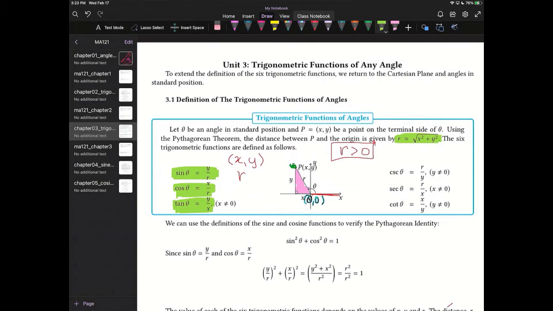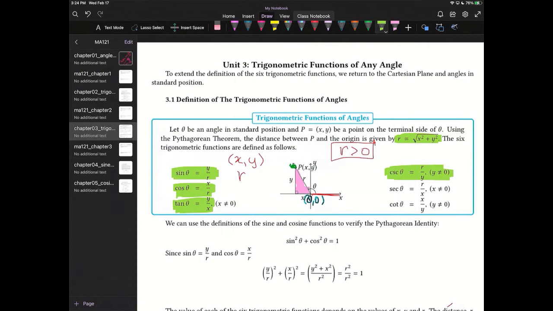But for those points or those angles where x has a value of 0 for the point, tangent is not defined because we cannot take y and divide by 0, right? So this is valid as long as x is not 0. So you get the tangent by dividing y over x. We also have cosecant, which is r over y. Remember, cosecant is the reciprocal of sine, so it makes sense that if you flip the sine definition, which is y over r, you get r over y, and that's the cosecant. And again, that only works if y is not 0, because if it is 0, the coordinate of the point is 0.